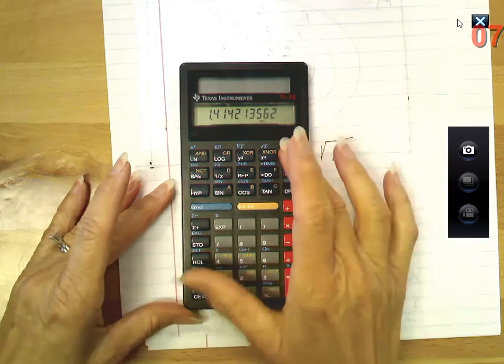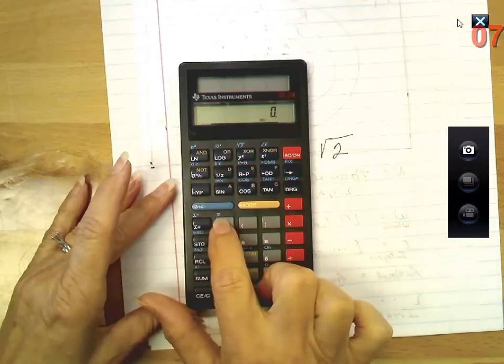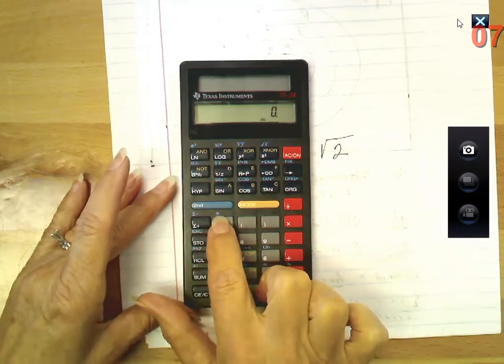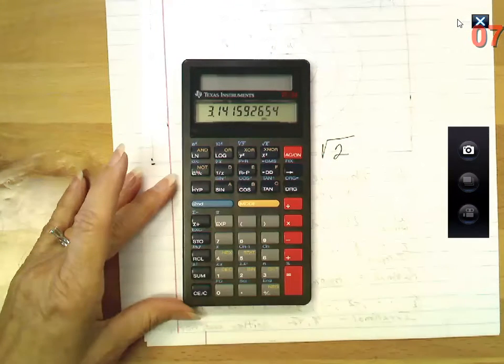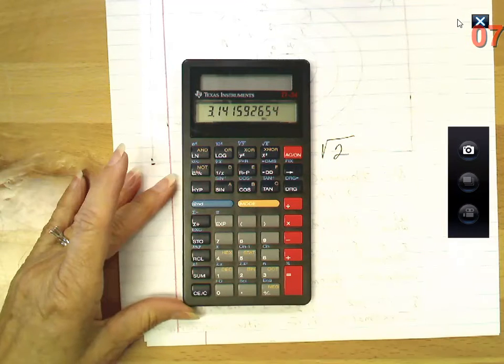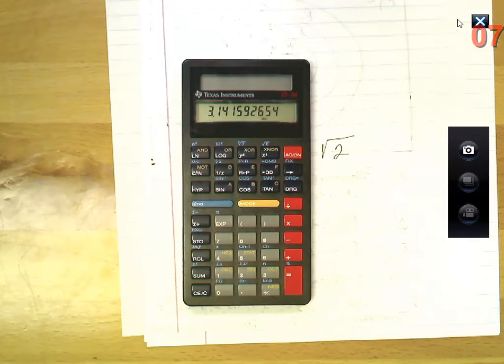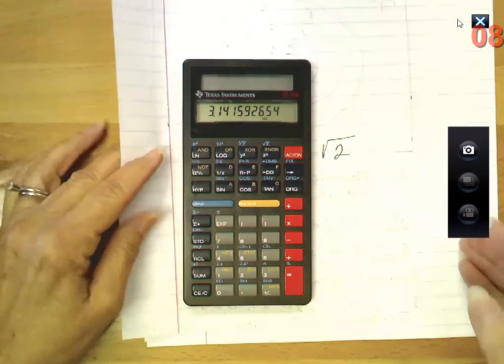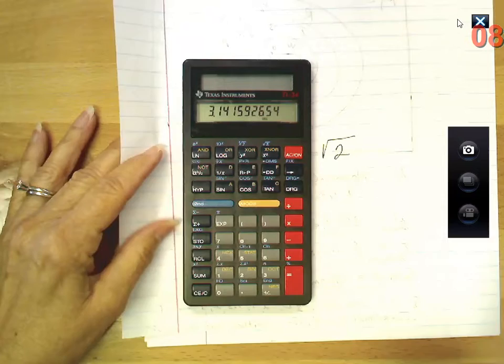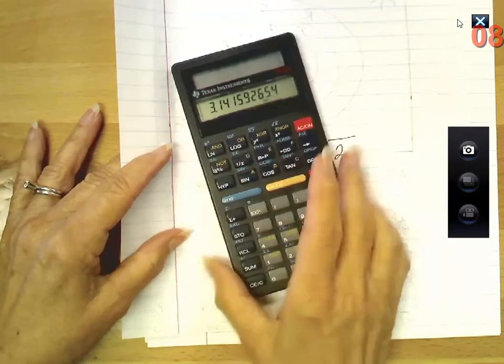You can do the pi button, which is on mine, right here. I can do second and pi, 3.1459264, and it will keep on going forever. When people first got computers, they would try to program a computer and put pi in there and see when it would quit. And it wouldn't quit. It just kept going for days and days and days.